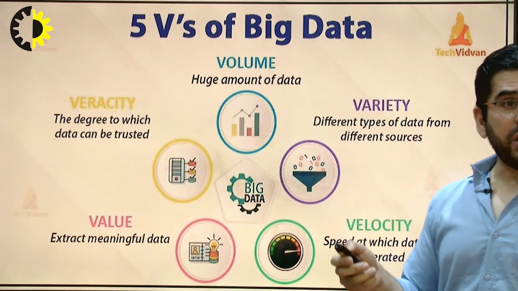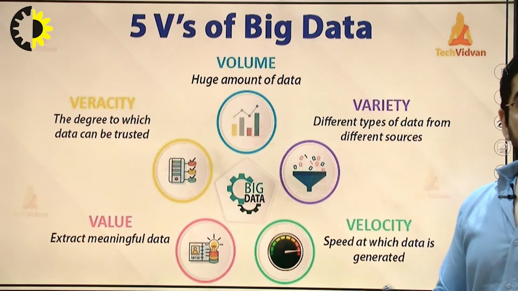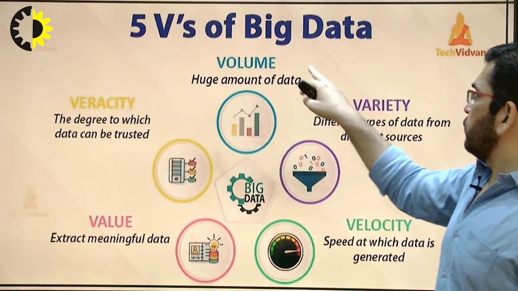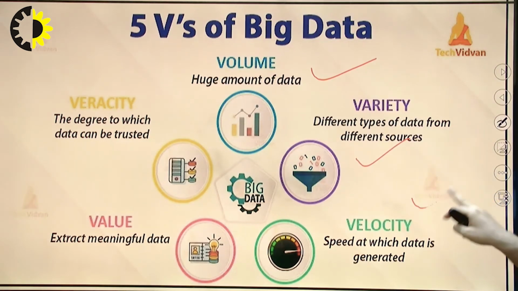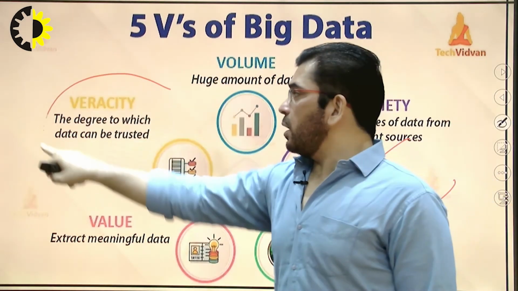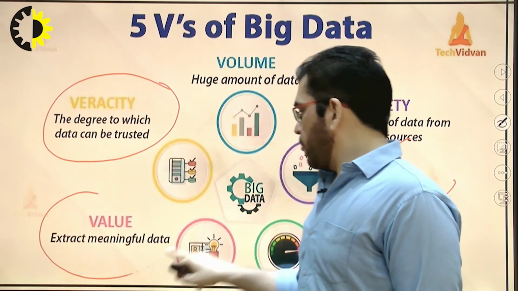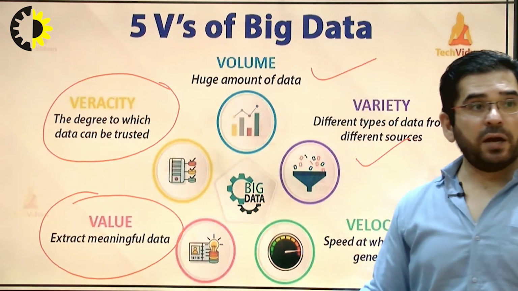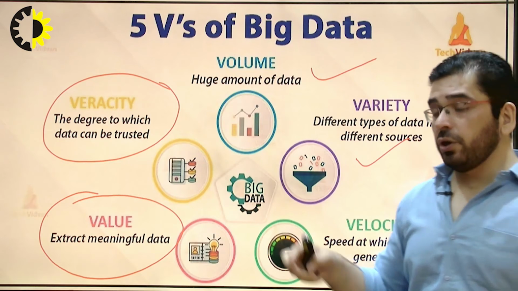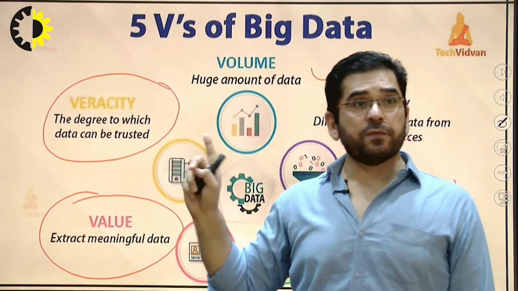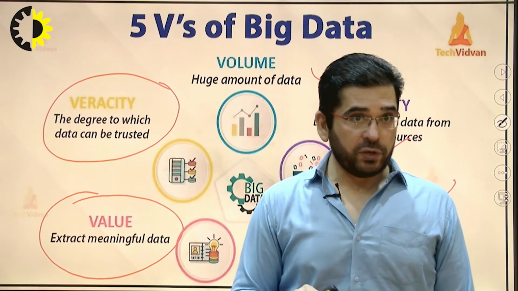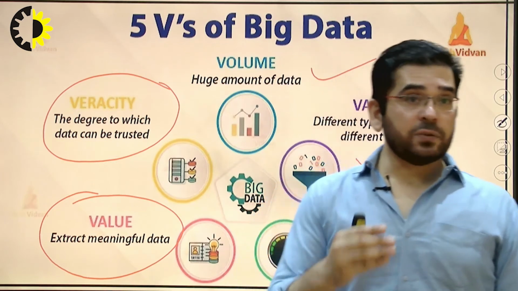Now coming from 3 to the next 5 V's. This is very important. We have discussed volume, variety and velocity. 2 new V's are introduced here: one is value and one is veracity. In your university syllabus, the topic is 5 V's of big data, not 3 V's. But I will cover today 6 V's of data as well.